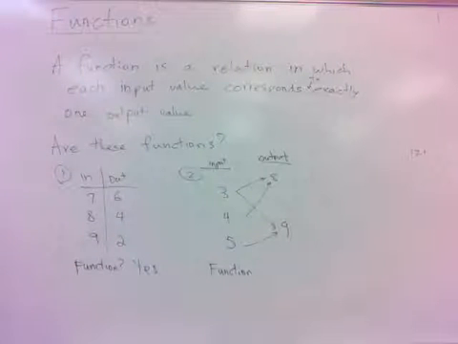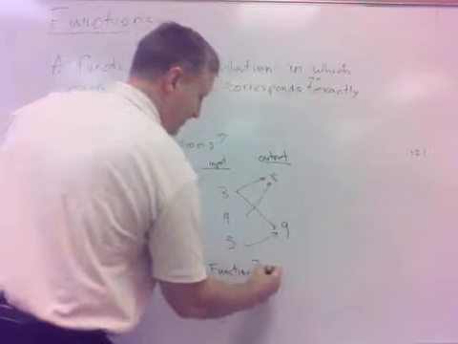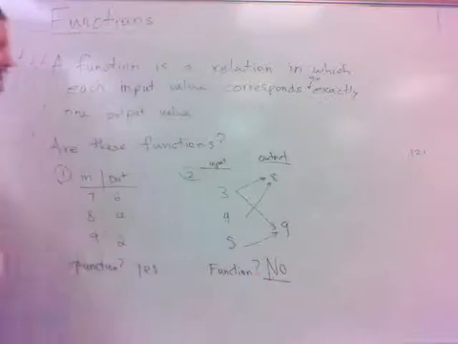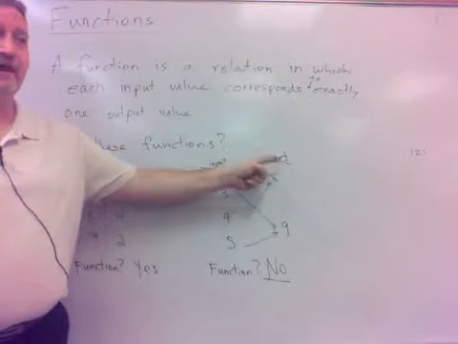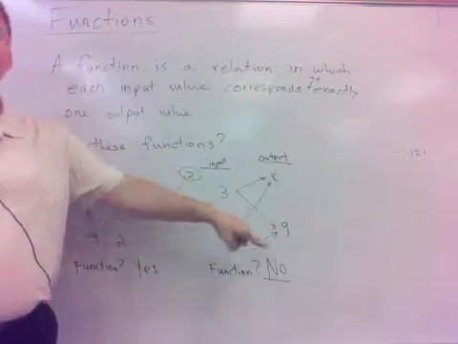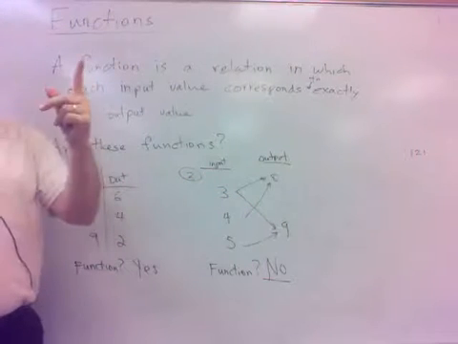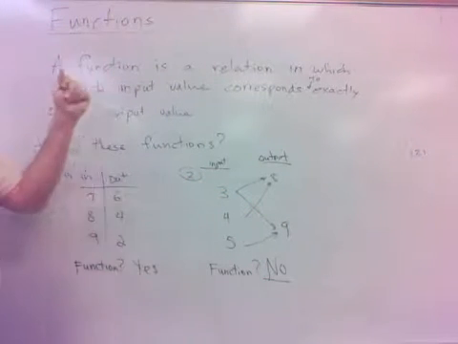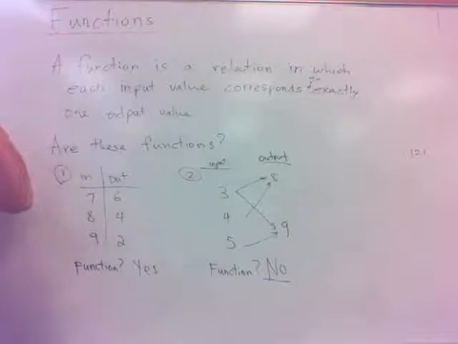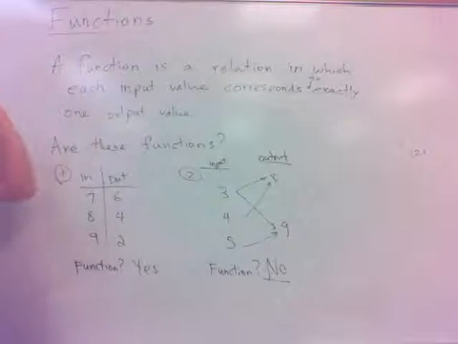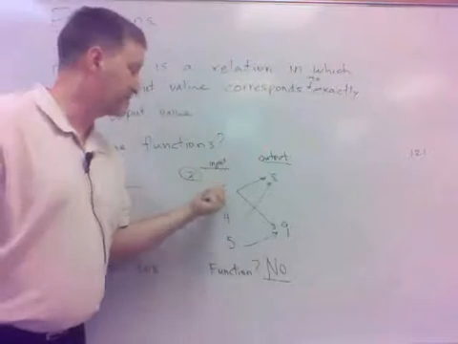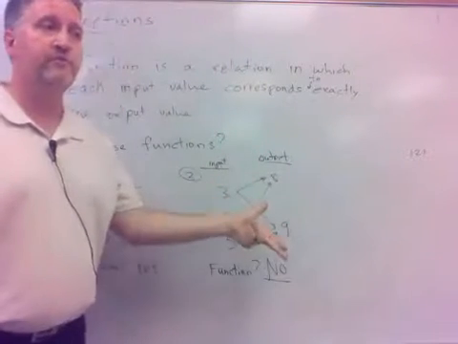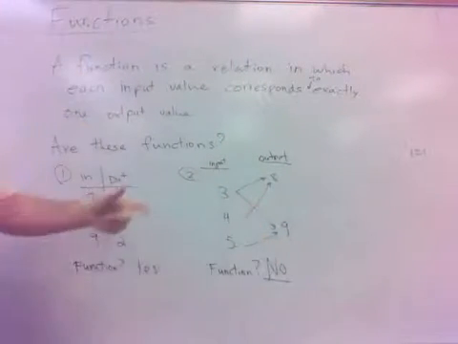Is that one a function? No. Why not? Yeah, the input 3 is matching up with 8 and is matching up with 9. So that one has one input that goes to 2 different outputs. And so that's a contradiction to your definition of function. Each input can only go to one output. So that's what we're looking for. Is there an input that goes to more than one place? Here it didn't, here it did.